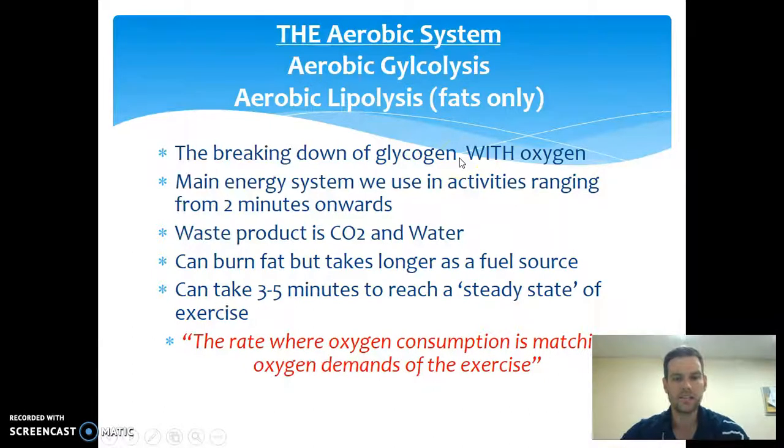It's the main energy system we use in activities lasting 2 minutes plus. If you think about it, very rarely can you hold your breath for longer than 2 minutes. That's the best way to work out whether you can use this system. After 2 minutes, you're going to need to breathe again. The waste products of this system are carbon dioxide and water. Carbon dioxide in high levels is toxic, but water definitely not. These are non-toxic waste products, and we can expel carbon dioxide pretty easily, so it's a pretty efficient system to use for a long period of time.